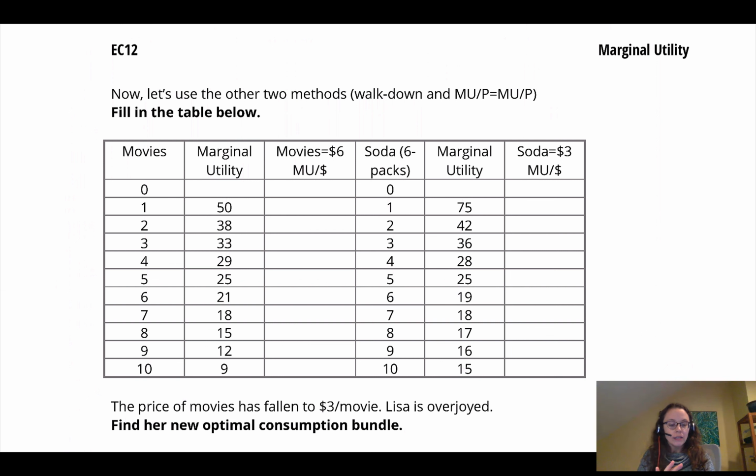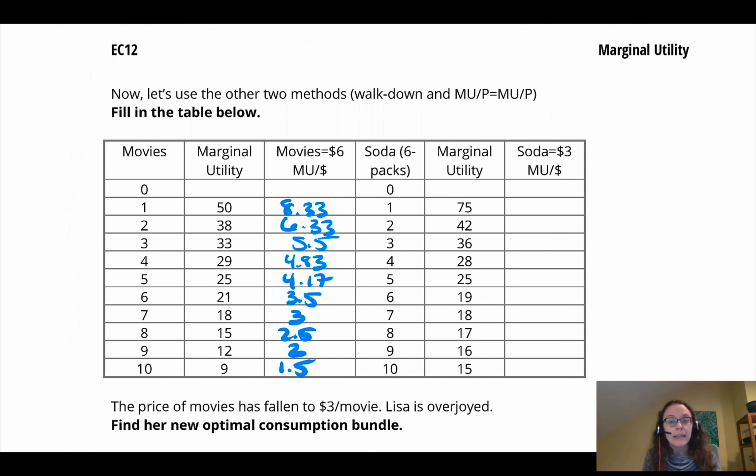All right. And so let's look at her marginal utility per dollar for her first movie. So that's 50 divided by 6. And so that's going to be 8.33. Then 38 divided by 6 is 6.33. 33 divided by 6 is 5.5. 29 divided by 6 is 4.833. You get the idea here, but we're going to keep doing it. Feel free to skip ahead. This is getting boring. 21 divided by 6 is going to be 3.5. This is going to be 3, 2.5, 2, and 1.5.